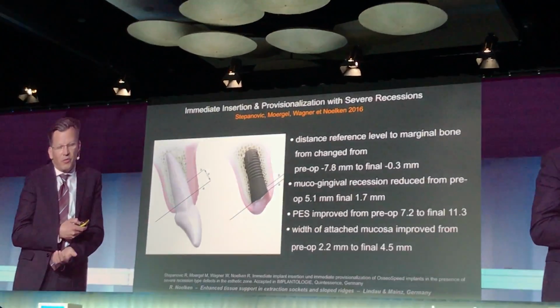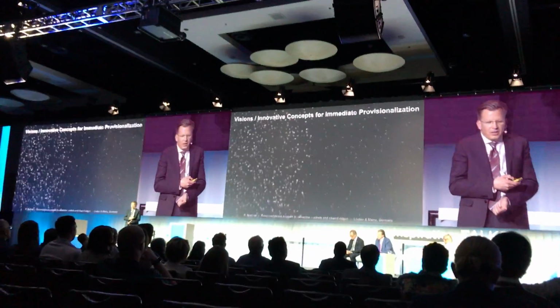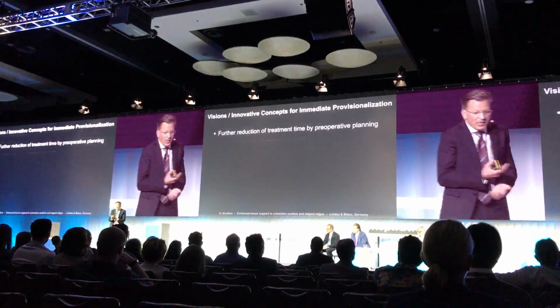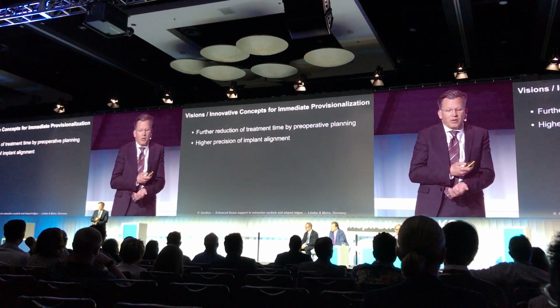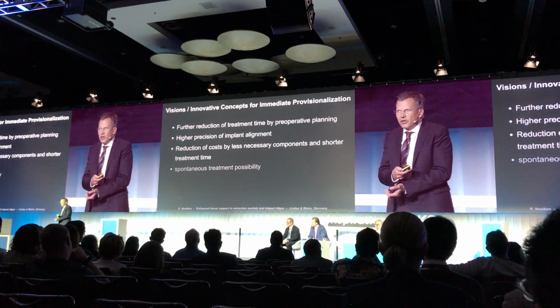So, the results of this study show that we were able to reconstruct the bony defect vertically, and we can reduce the mucogingival recession by about 3.5 millimeters. That sounds not too bad right now, but what are the future visions for our immediate provisionalization concepts?